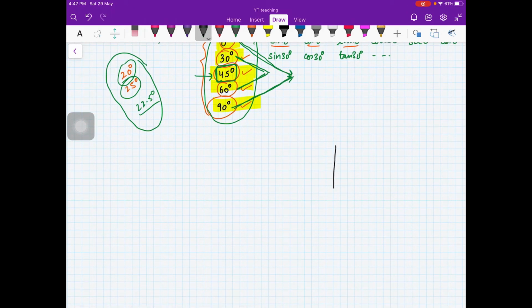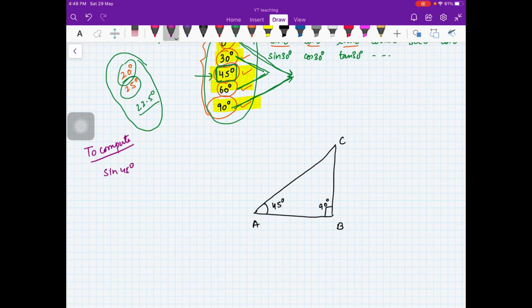So you have a triangle, say ABC, fine. Here is your angle which you want to be 45 degree, here is your 90 degree angle, right? So we want to know what is sine 45 degree, what is cos 45 degree, what is tan 45 degree, what is cosecant 45 degree, what is secant 45 degree and what is cot of 45 degree. Okay, so this is all we have to find out.